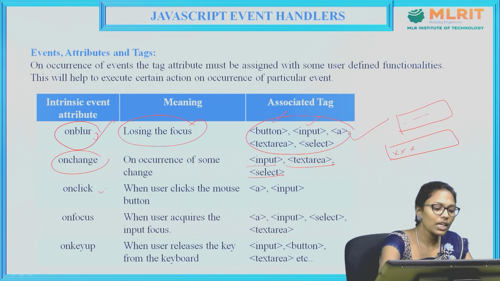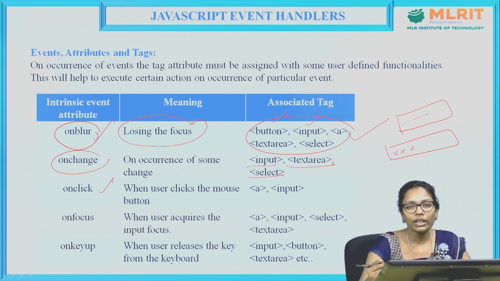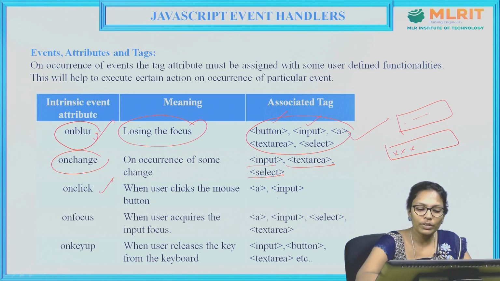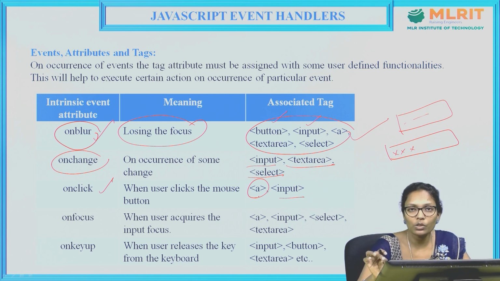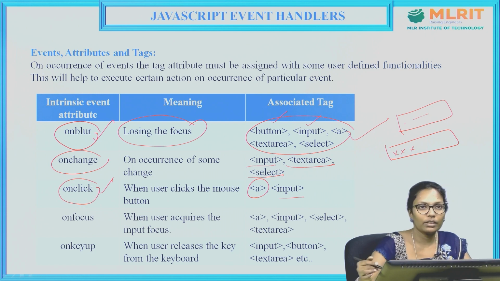And next is onclick. Whenever you click on something, that may be a mouse click or a button click, whenever you click on a button or mouse, then this event will occur. You can use it along with the input tag, generally input type equal to button or submit button like that, and the anchor tag. In the anchor tag, you click on the hyperlink, so there also we have click. Whenever you click on that, onclick will be executed.